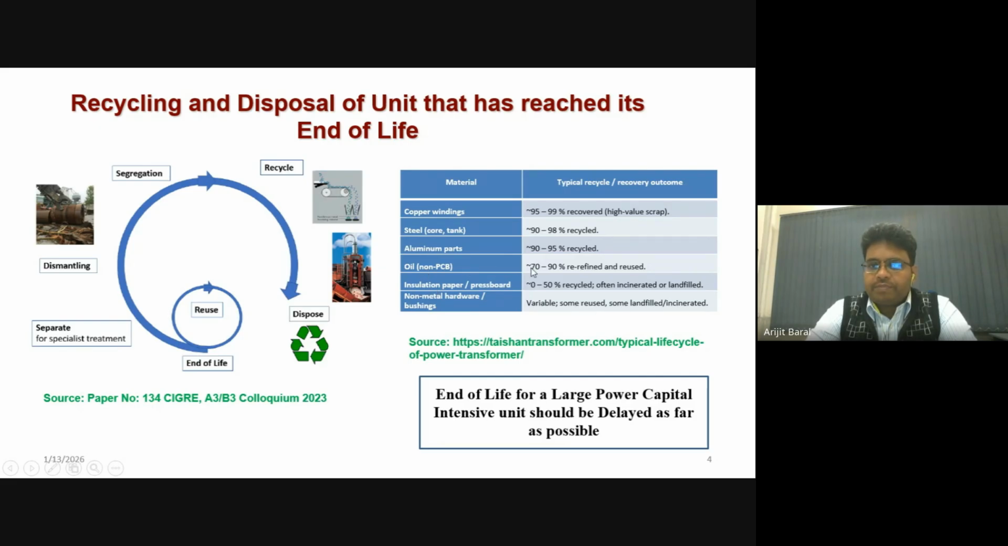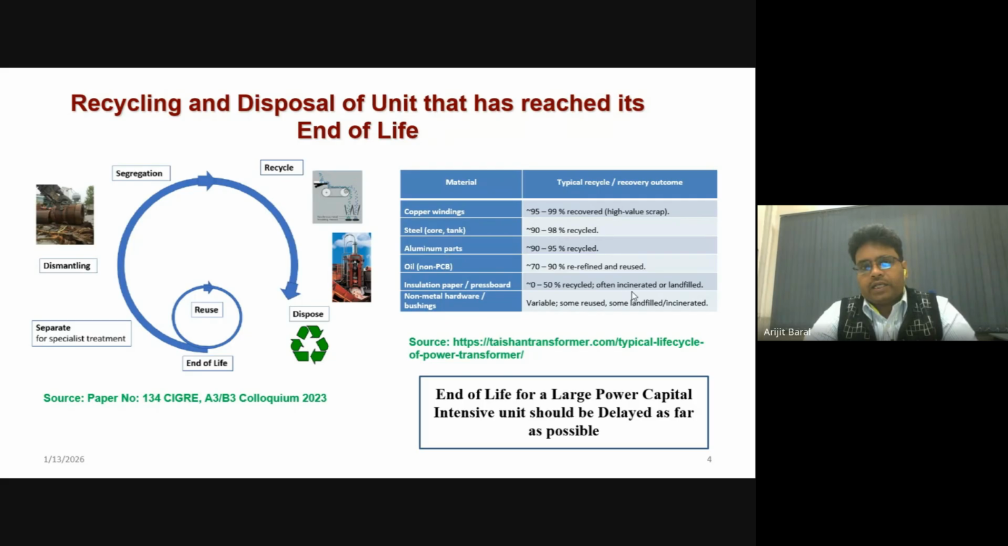Oil can be recycled or reused approximately 70 to 90%. But insulating paper or press board can only be recycled at a maximum of about 50%. So the rest of it has to be disposed somehow. The obvious way is either to use it as landfill or to incinerate it. Either way, it is going to create an environmental impact which needs to be reduced.